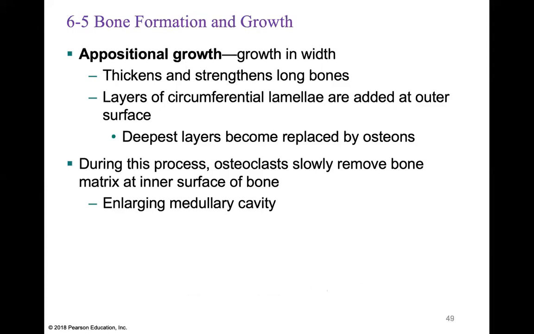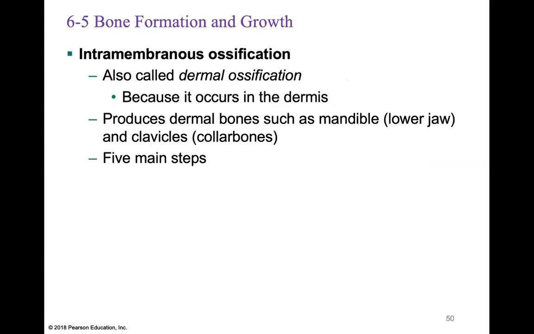Also part of this growth is growth in width. This is the thickening and the strengthening of long bones. Layers of circumferential lamella are added to the outer surface. The deeper layers become replaced by osteons. During this process, osteoclasts slowly remove bone matrix at the inner surface of the bone, enlarging the medullary cavity, and the bone just thickens out.